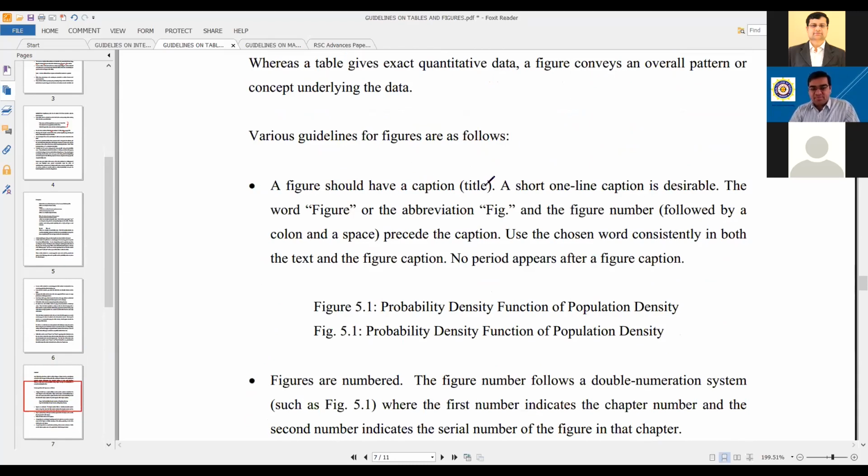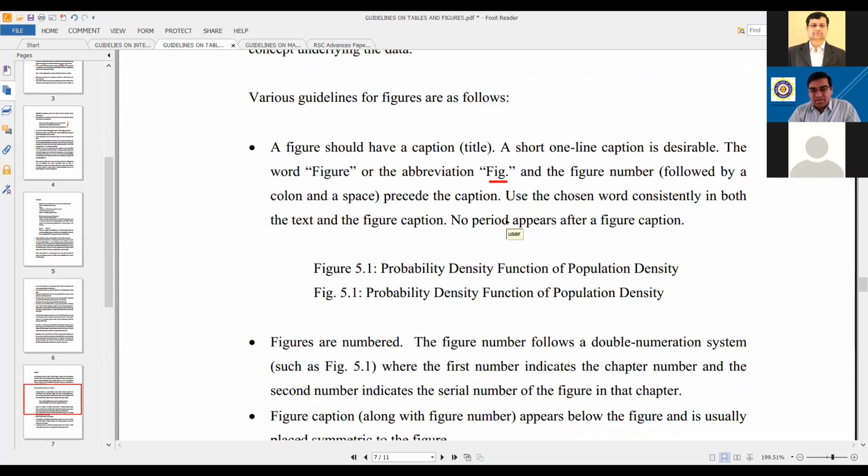Yes, figures should have a caption. A short one-line caption is desirable. It starts with the word figure or the abbreviation FIG dot, and the figure number followed by a colon and space. Figure 5, colon, right? And then space. Use the chosen word consistently in both the text and the figure caption.